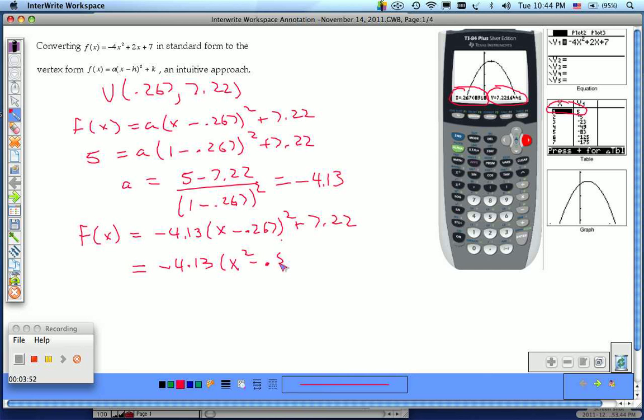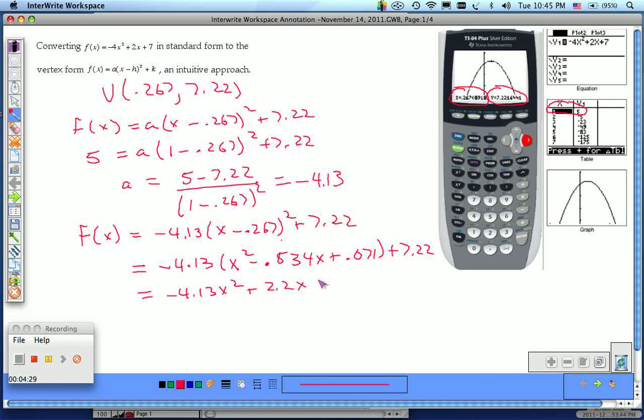So we get minus 0.534x plus 0.071, and then add that to 7.22. Now, distributing the minus 4.13 through this expression here, we get minus 4.13x squared plus 2.2x, and then add the 0.2944.